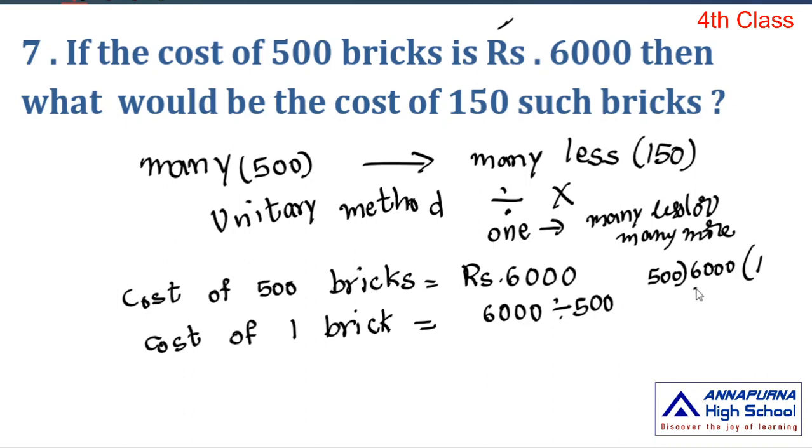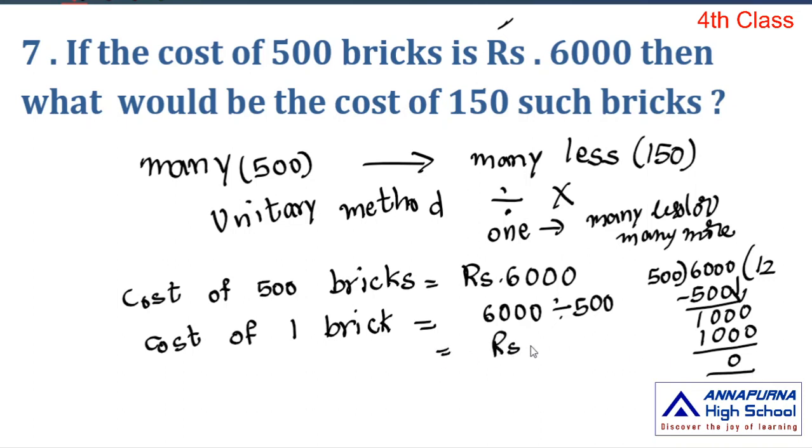500 ones are 500. So 600 minus 500, what we get? 100. And 10 is left, so bring down that 0. So that is 1000. What is this? 1000. So 500 twos are 1000. So what is the quotient, children? 12. So the cost of one brick is how much? 12 rupees.